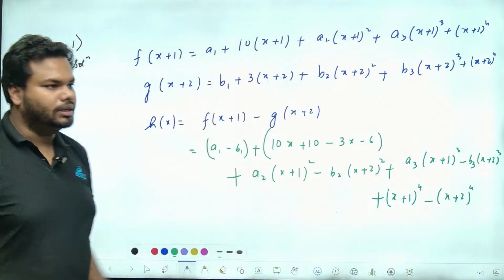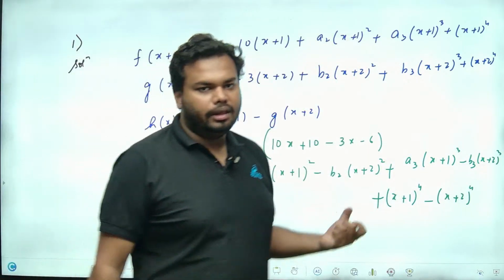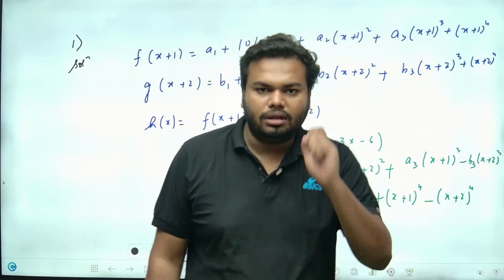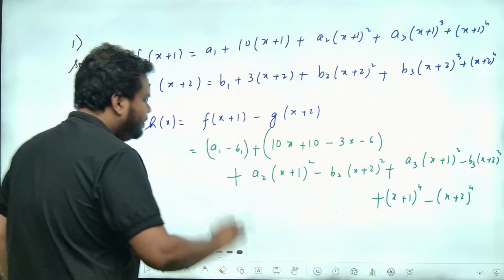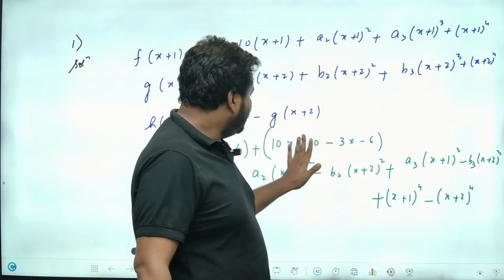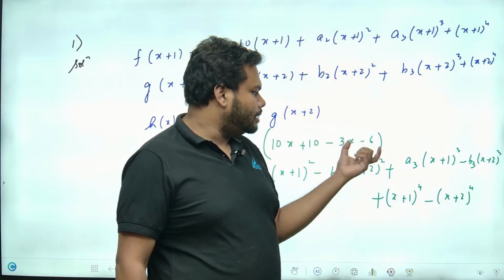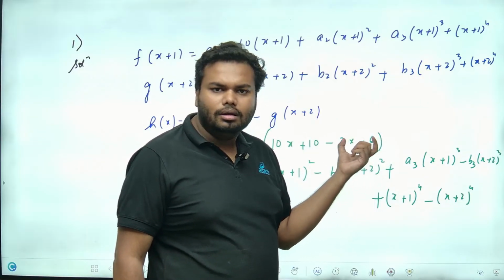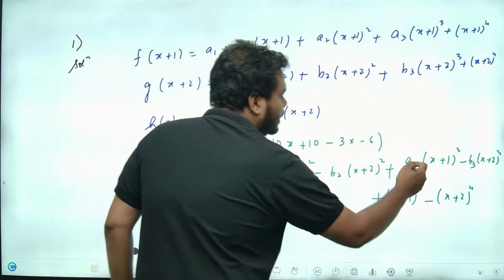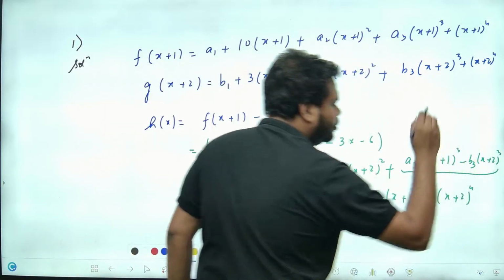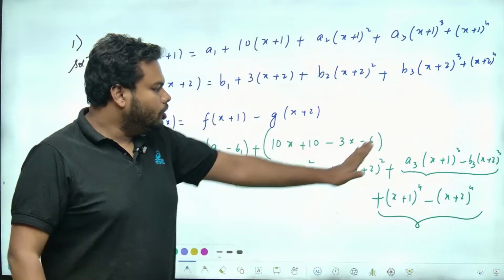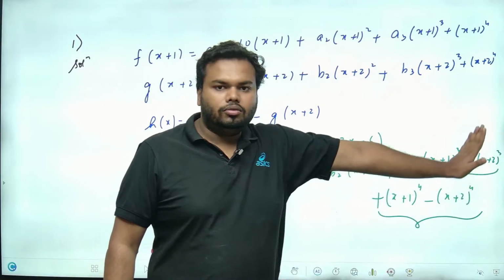This is my h(x). Now what the question is asking is the coefficient of x to the power 3. Now see, a1 minus b1 will not have x cube, and 10x plus 10 minus 3x minus 6 will not have a coefficient of x cube. Same with this. Here we will get the coefficient of x cube, and also over here. So we will focus only on these 4 terms.